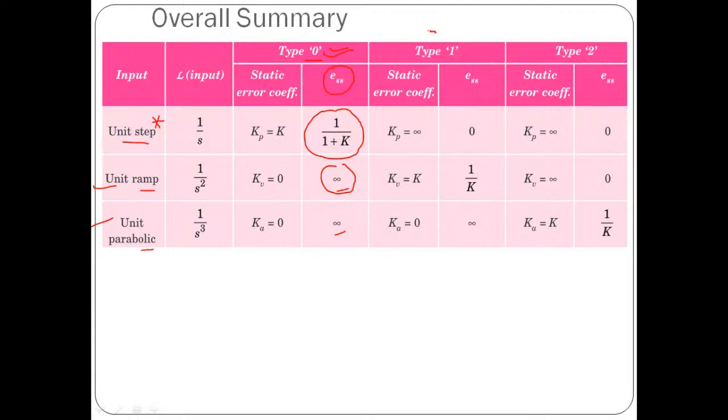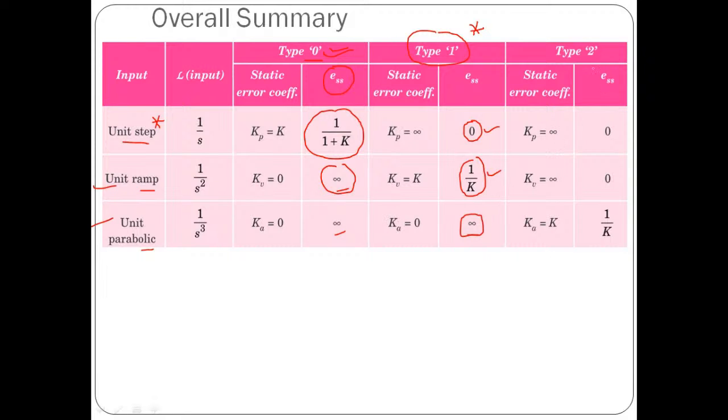In the same way, if we are dealing with type 1, type 1 systems are designed to operate only on unit step and unit ramp input signals. Why? Because in case of a type 1 system, whenever we excite that particular system using unit step or unit ramp, the value of steady state error is either going to be 0 or it is going to be a finite value. But the moment we excite a type 1 system using unit parabolic input excitation, the value of steady state error is going to be infinite, which is an undesirable condition. So these points you have to remember.